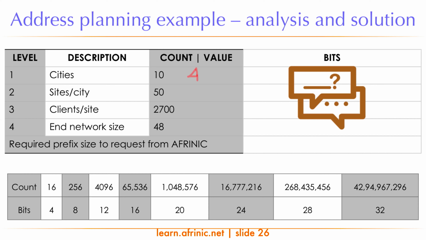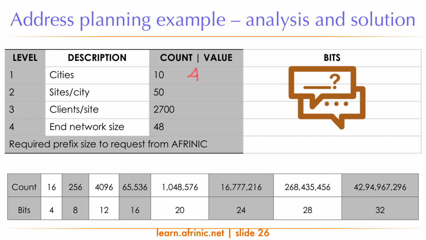For the sites, we need 50, we need 8 bits. For the clients per site, we need 12 bits. And I can see some people already sharing the answers in the chat. That's very good, but working through it logically, we need 4 bits for the cities, which gives us an option of even having up to 16 cities. So there's room for growth.